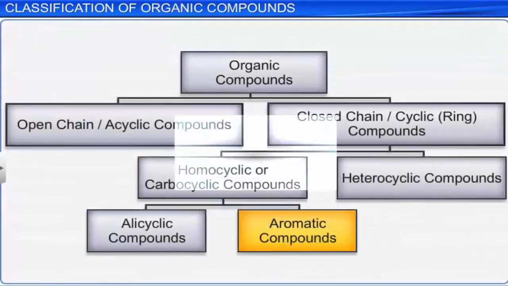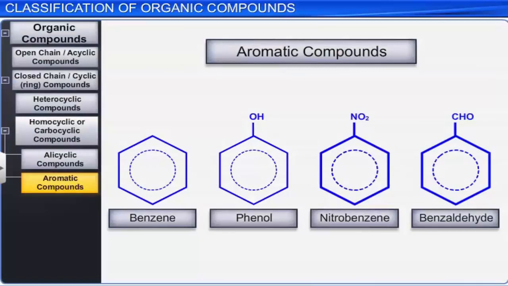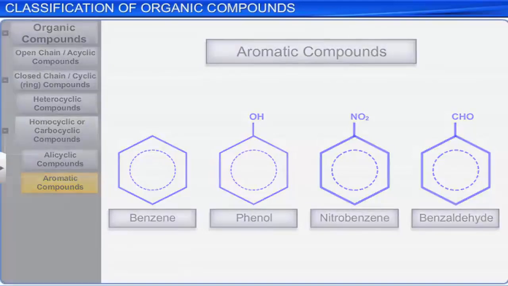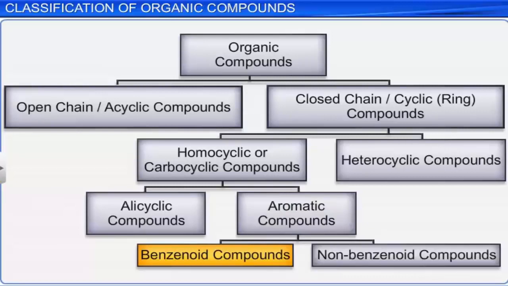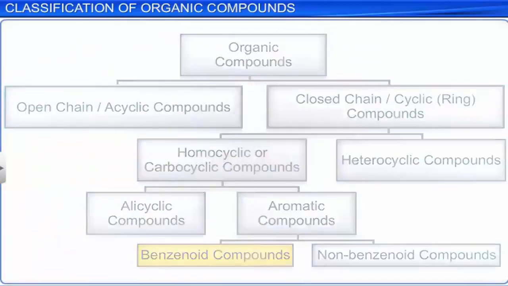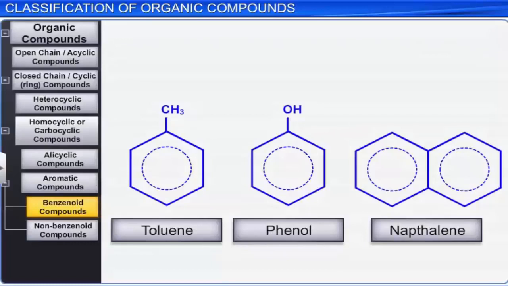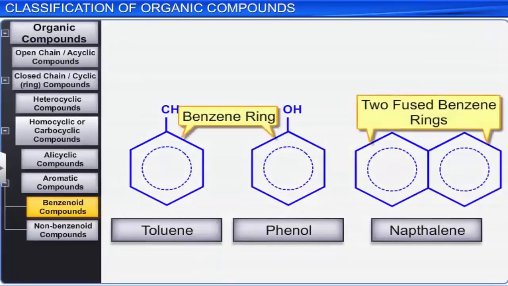Aromatic compounds are benzene and the compounds that resemble benzene in their behavior. Aromatic compounds can be further classified as benzenoid compounds and non-benzenoid compounds on the basis of the presence or absence of benzene ring. Aromatic compounds containing isolated or one or more fused benzene rings and their functional derivatives are known as benzenoid aromatic compounds.